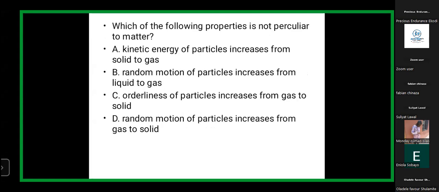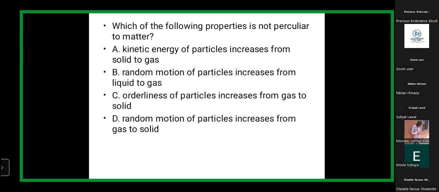Now the next question. Which of the following properties is not peculiar to matter? A, kinetic energy of particles increases from solid to gas. B, random motion of particles increases from liquid to gas. C, orderliness of particles increases from gas to solid. And the last one, D, random motion of particles increases from gas to solid. Which is the correct answer?